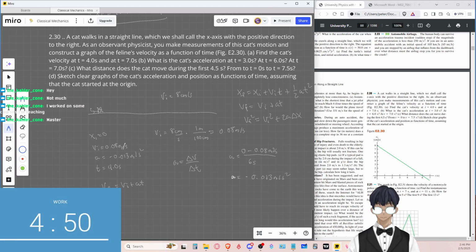So that is the initial velocity plus the acceleration, which is 0.013 times time, which is 4 seconds. Oh, whoops, I forgot to put the negative sign there. Luckily I caught that.